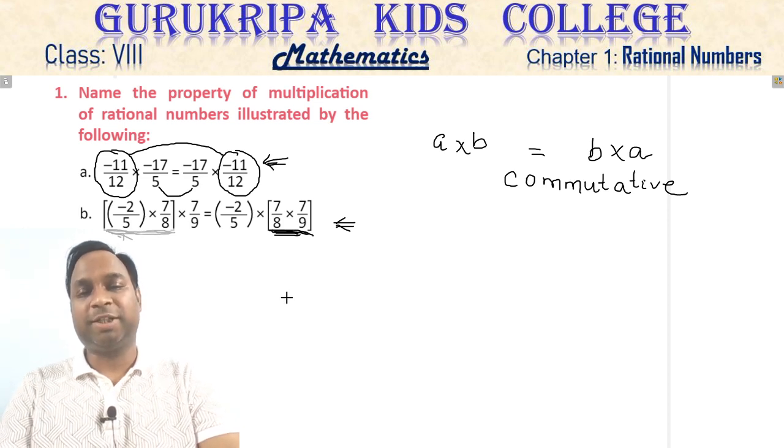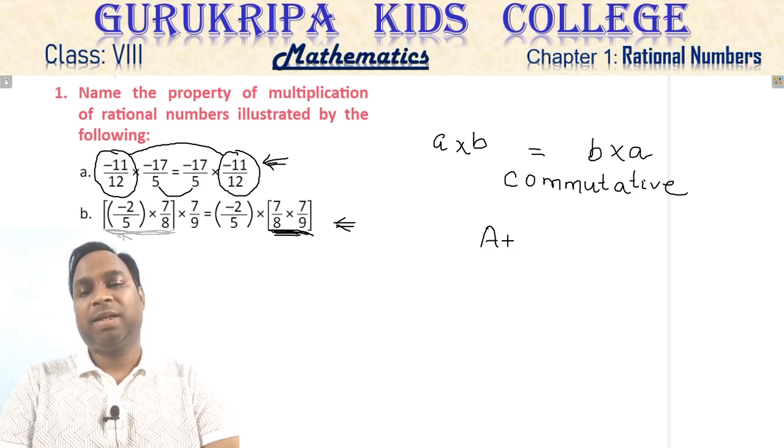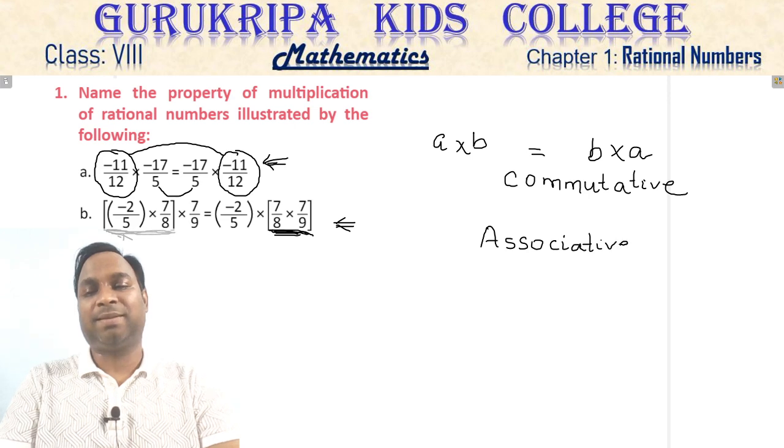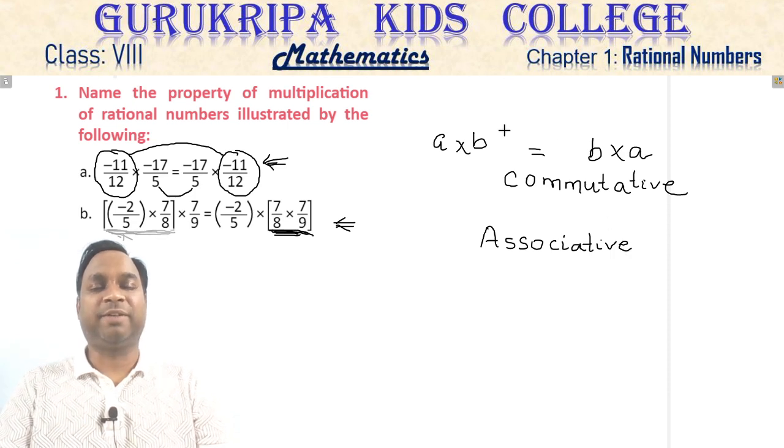We have discussed about this property also. And what was this property called? This property was called associative property. Remember it? Do you remember something? This was called associative property. Is it clear for both?